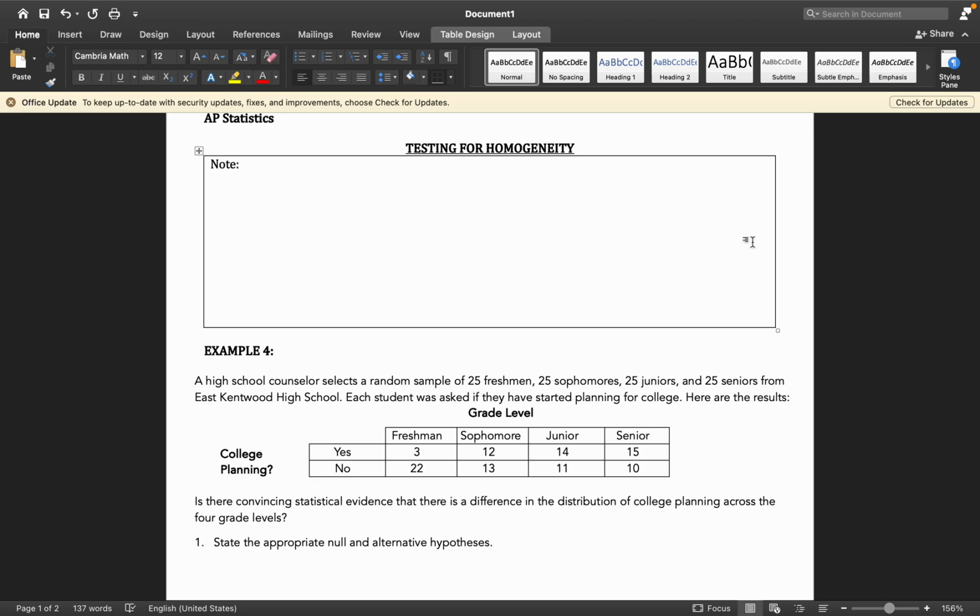Today we're going to look at homogeneity. So we're testing to see if different populations have the same proportion or percent of individuals with some characteristic.